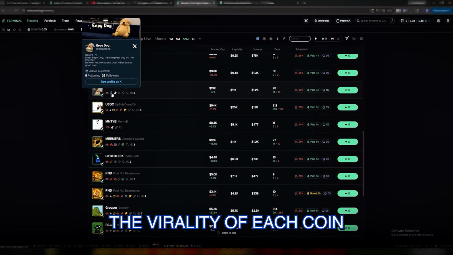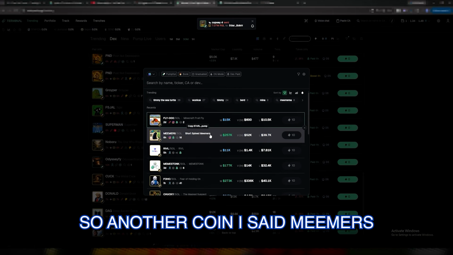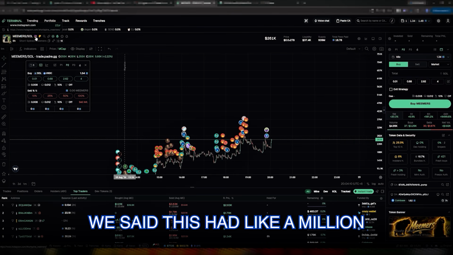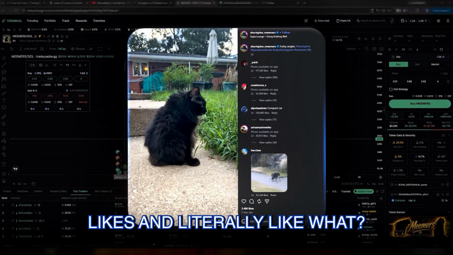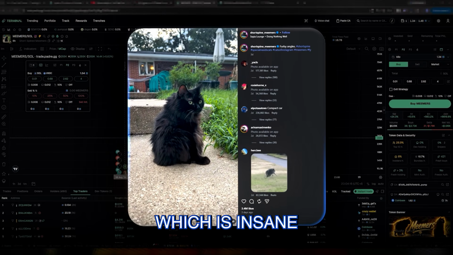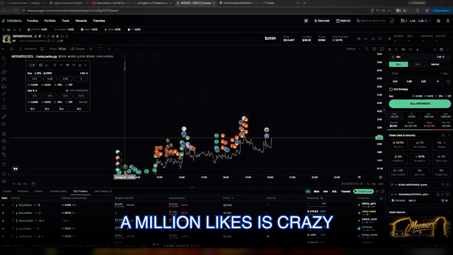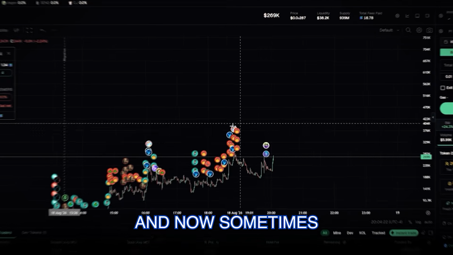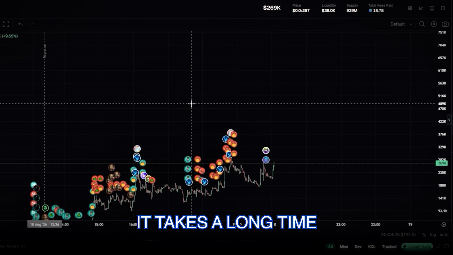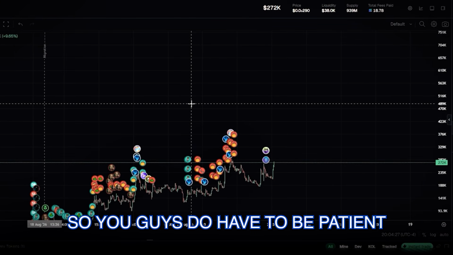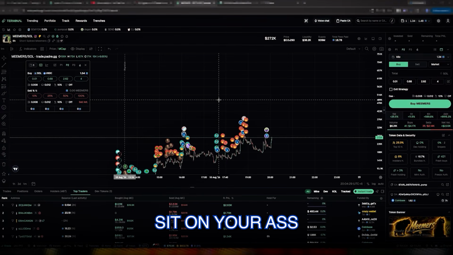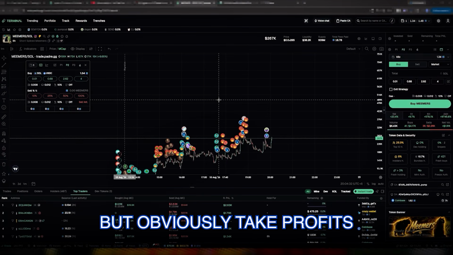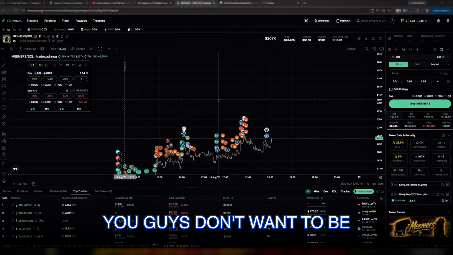You guys want to see the virality of each coin. So another coin, like I said, Memers, is going back up now. We said this had like 1 million likes in literally less than 6 hours, which is insane. 1 million likes is crazy. And people are pricing in now. Sometimes with these virality coins, it takes quite a long time, so you guys do have to be patient. You literally need to sit on your ass and just hold the coin sometimes, but obviously take profits along the way. You guys don't want to be bag holding.